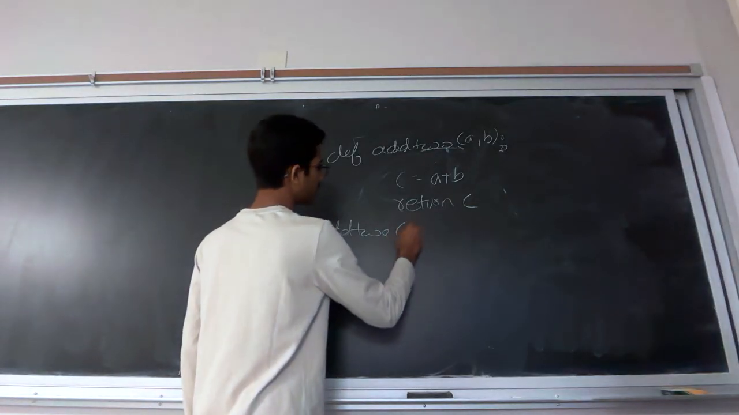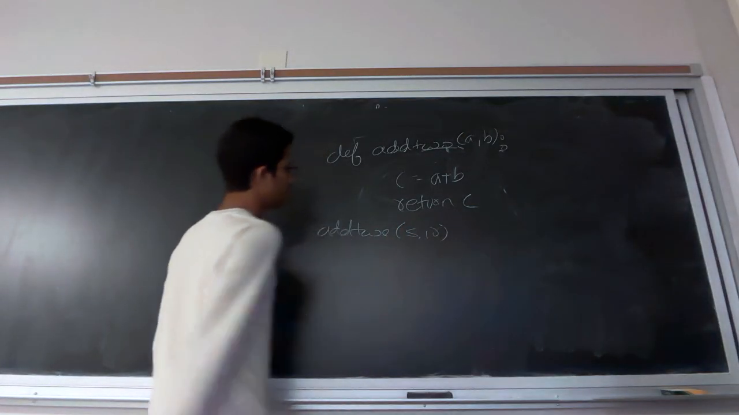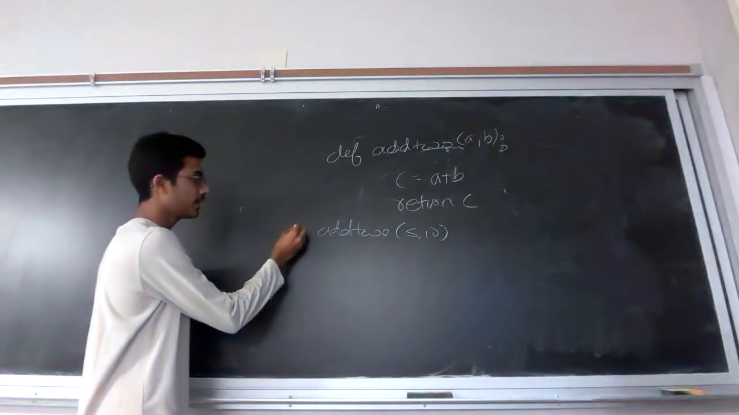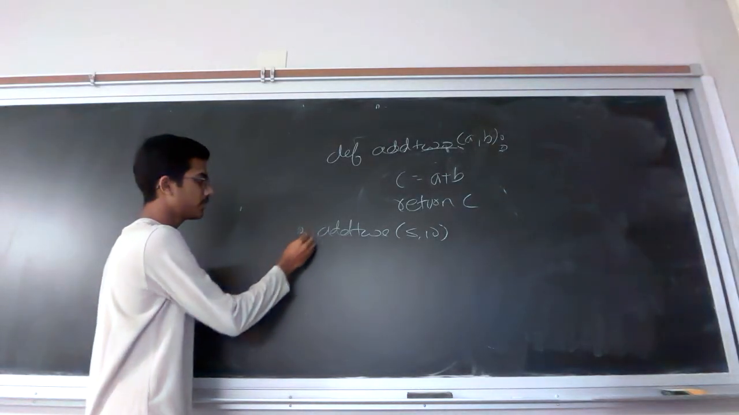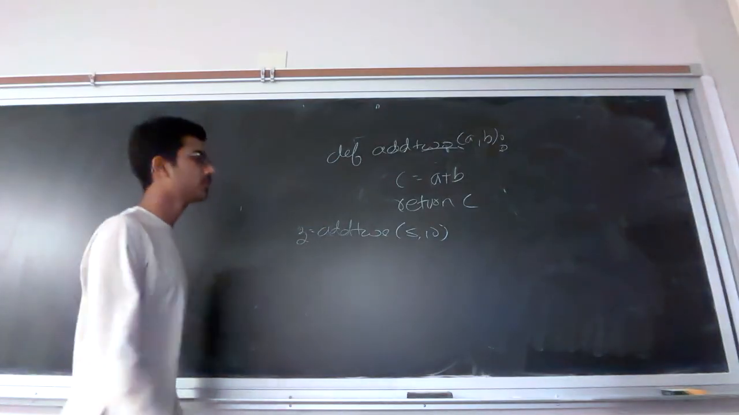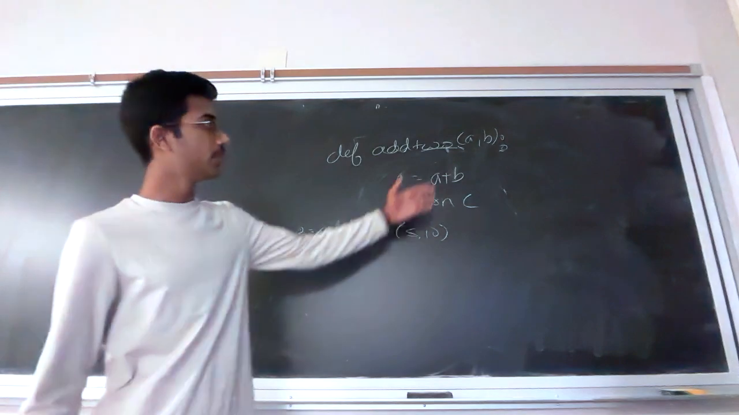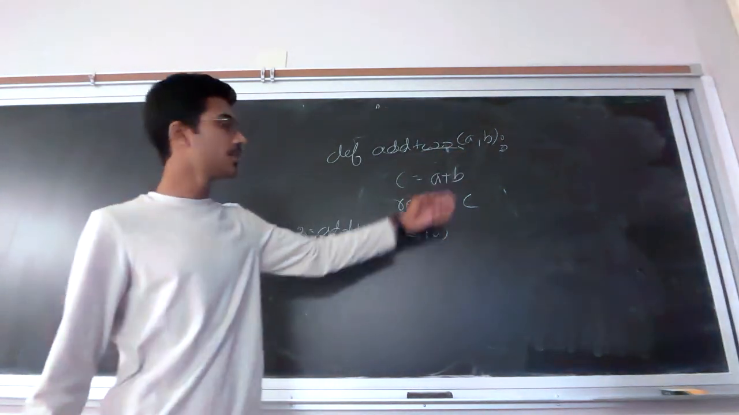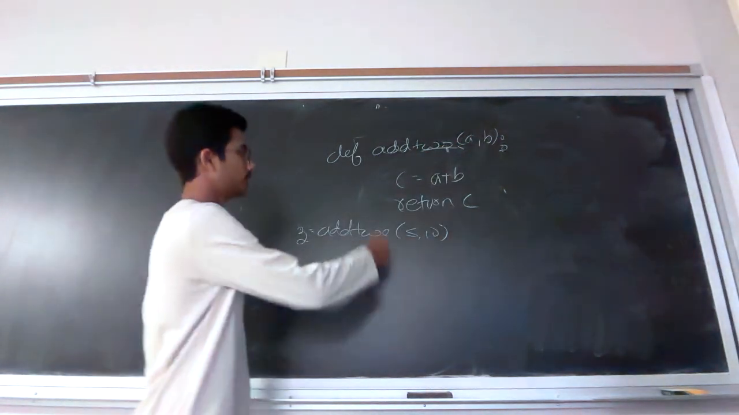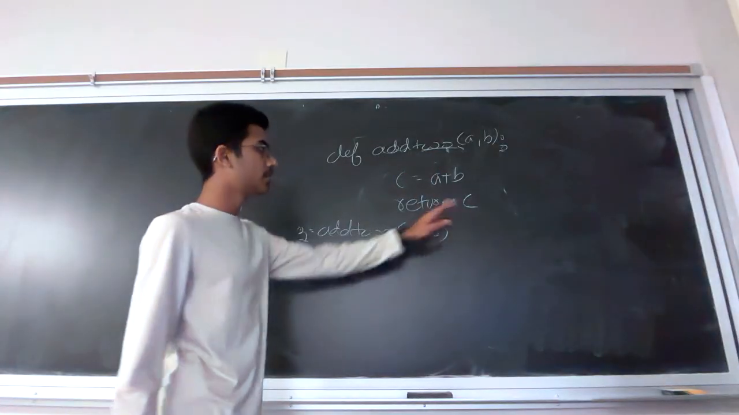let's say I'm sending 5 comma 10. And now I'll add one tiny detail here. z is equal to add2(5, 10). So what happens now is the value of 5 is sent to a, the value of 10 is sent to b, and c adds them together and returns it.